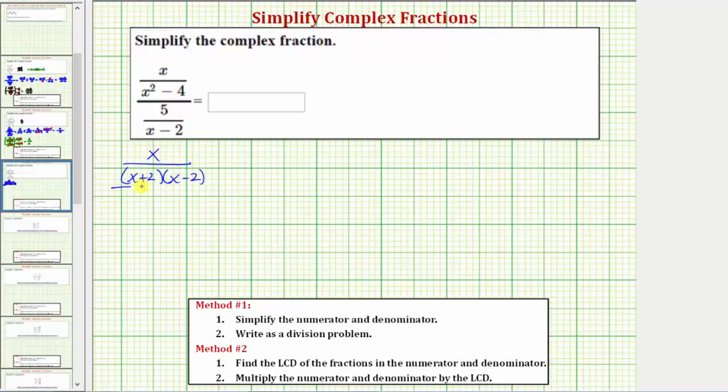Now on the bottom, we have 5 over the quantity x minus 2. So notice how in this case, the fraction on top and the fraction on bottom don't simplify. So we move to step 2. Step 2, we write the complex fraction as a division problem. Remember, a fraction bar means division. So because this fraction bar means division, we can write this as the fraction on top divided by the fraction on the bottom.